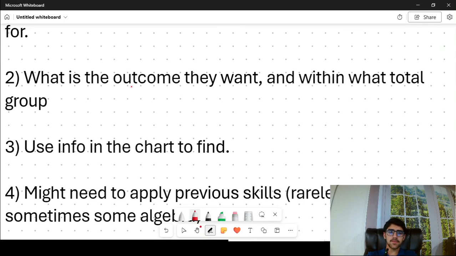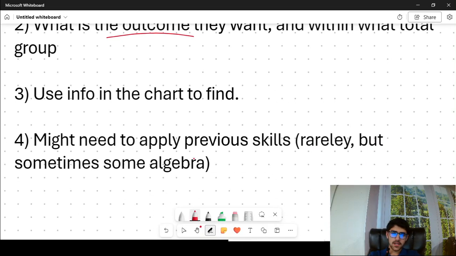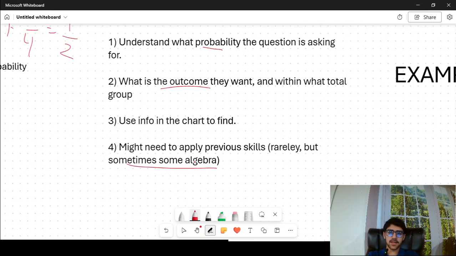Like I said right here, what is the outcome they want and within what total group? And then use the info in the chart to find it. In some questions, the chart is going to overflow you with information. It might give you like 20 pieces of data, and then you only need 2 or 3 of them. So just make sure to understand how to read the graph to find the information you need. And like I said, it rarely pops up, but sometimes you need to apply previous skills like algebra to solve for the missing number. Today we're going to have one example like that.